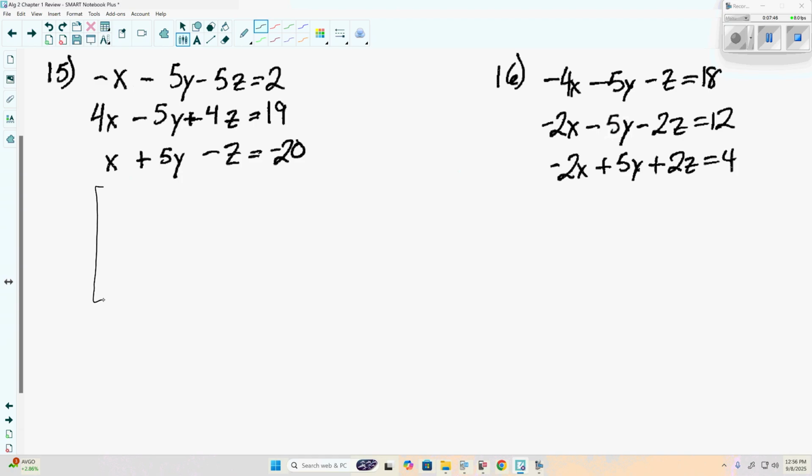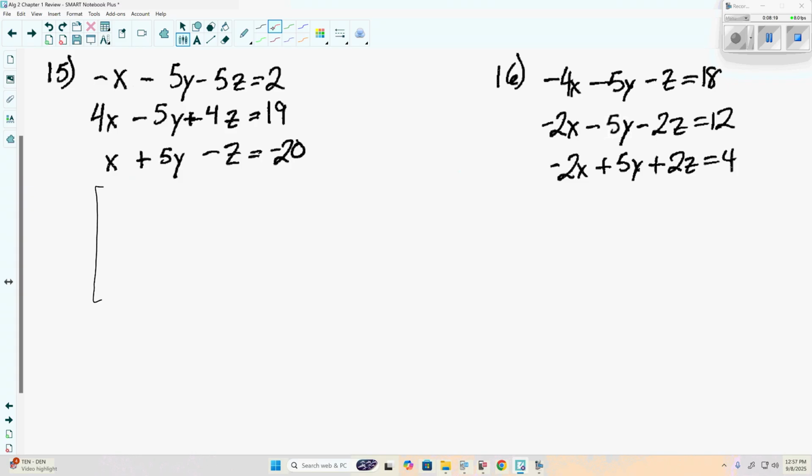Now the first thing we're going to want to do is rewrite this as an augmented matrix. So we want to write our coefficients and make sure that each of these equations is written in x, y, z form. X first, y second, z third. And the number without a variable is on the other side of the equal sign. So our first one is x, y, z equals number. Second equation is x, y, z equals number. Our third equation is x, y, z equals number.